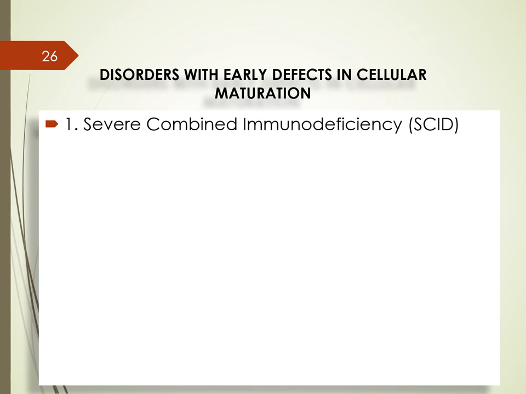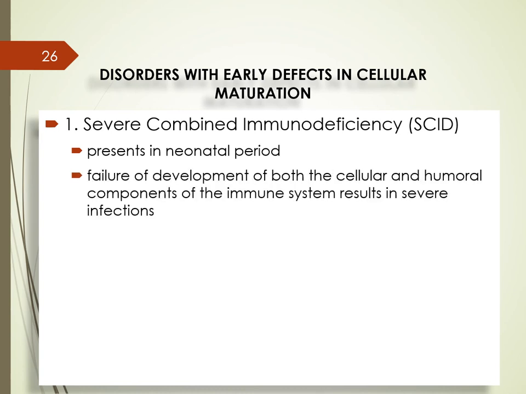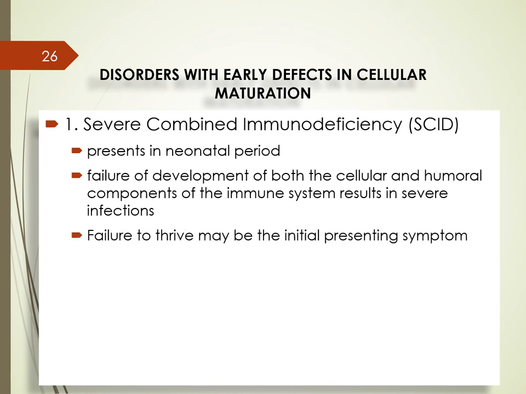immunosuppression. Okay, so let's discuss disorders with early defects in cellular maturation. The first on the line would be your SCID, or your severe combined immunodeficiency. This condition presents in the neonatal period, and there is a failure of the development of both the cellular and humoral components of the immune system, which results in severe infections.